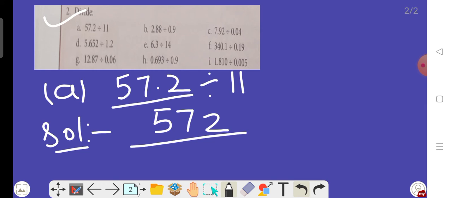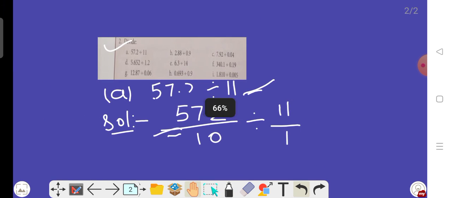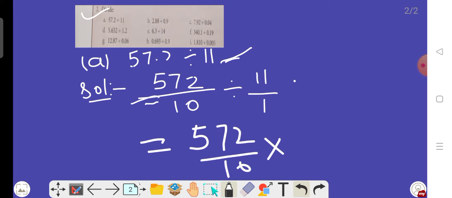Now look at the solution of A part of question number 2. Here we have only one digit after the decimal, so we have to divide by 10, and this is divided by 11. Now look at here beta, we can write 11 as 11 by 1. Look at this question beta, this is the division of fractions now. We know how we can divide one fraction by another. Firstly we will change this division sign into multiplication, and the second number will be converted into its reciprocal.